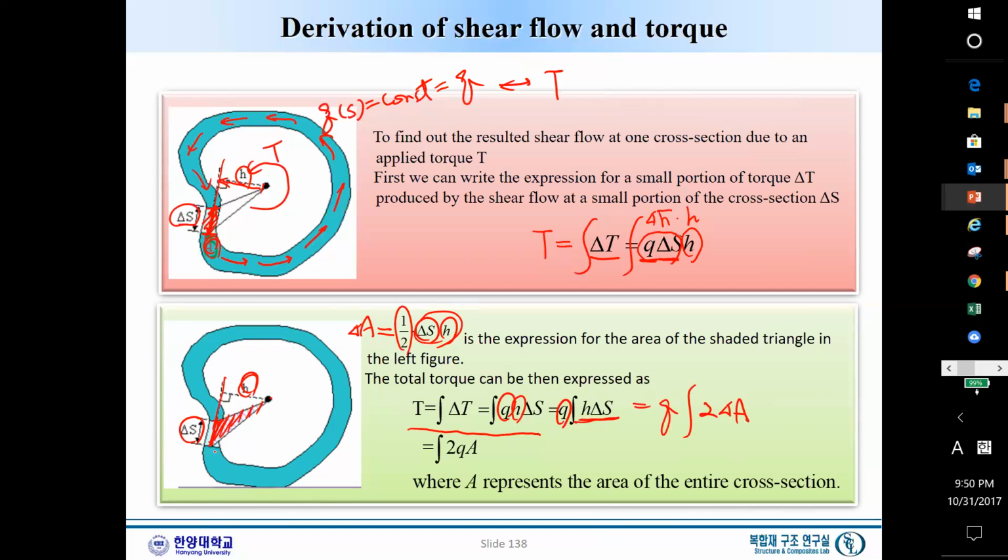Delta A is this one. So imagine we integrate here. We will have another area and another area and so on. So this will be simply twice Q times the integration of delta A. Sorry, this is not quite right. So this one is simply twice Q times A, where A is the area of this cross section.